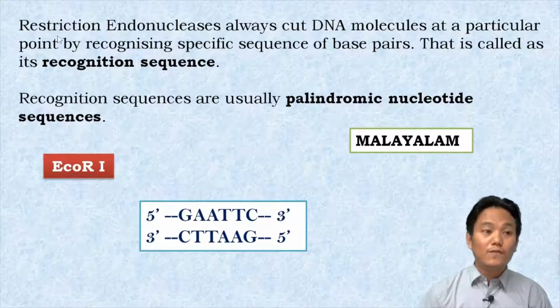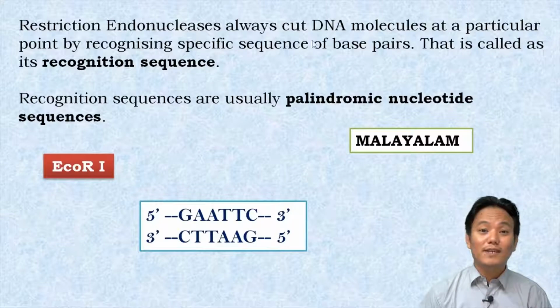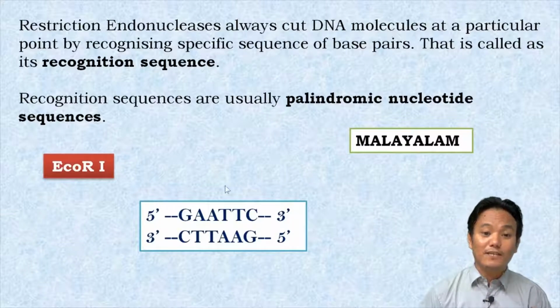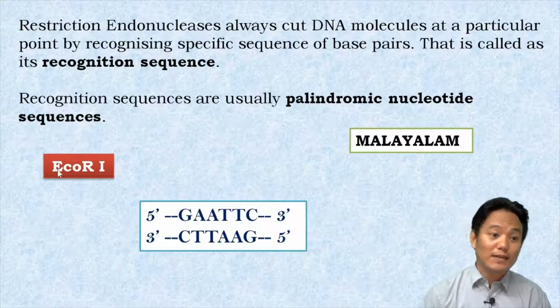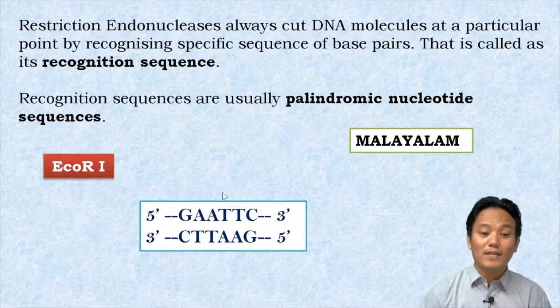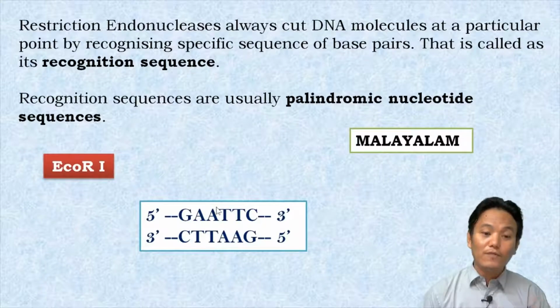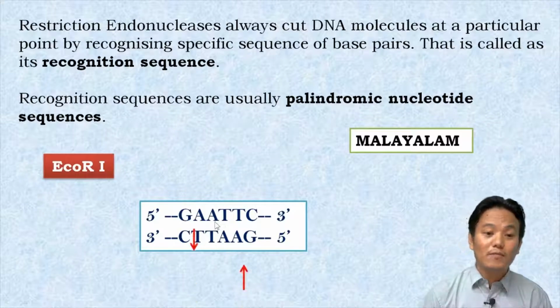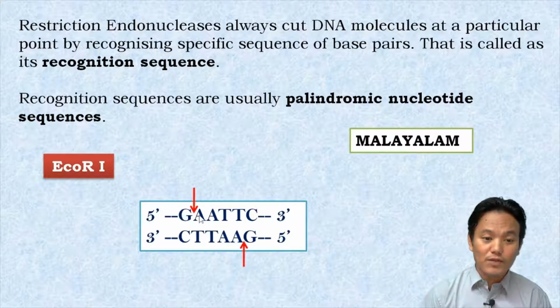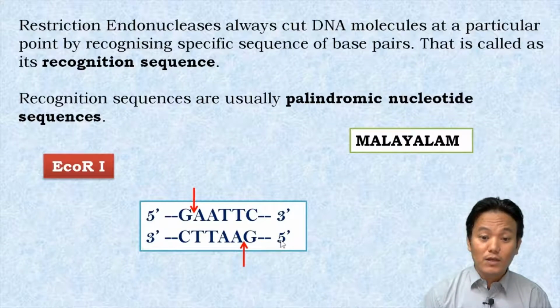Now there are different ways in which restriction endonucleases can cut the DNA molecules after finding their recognition sequence. Some restriction endonucleases can cut the DNA right in the center of their recognition sequence. And some, like EcoRI, can cut the DNA a little bit away from the center of their recognition sequences. For example, EcoRI, after finding its recognition sequence, makes one cut here on this particular strand and one cut here on the other strand.